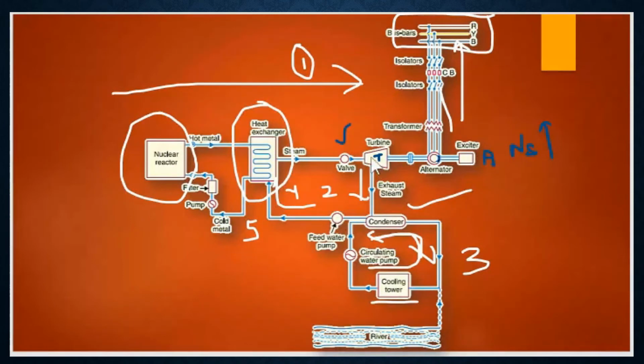So steam, after coming from the turbine, will go into the condenser, and in the condenser, with the help of these cooling towers, you are going to cool the steam to water, and that water will be fed into this heat exchanger through the feed water pump.